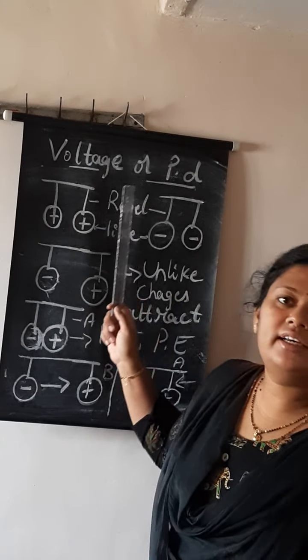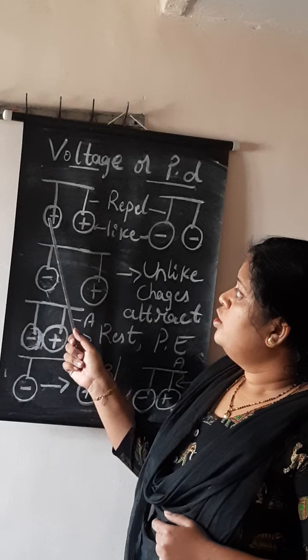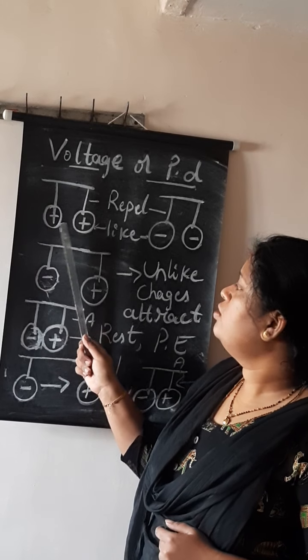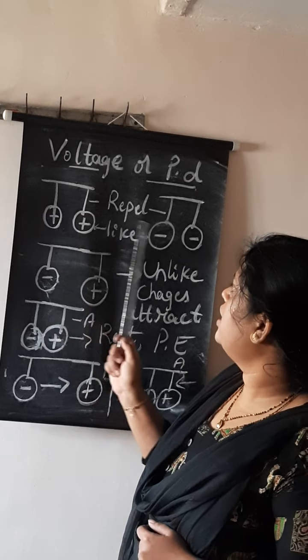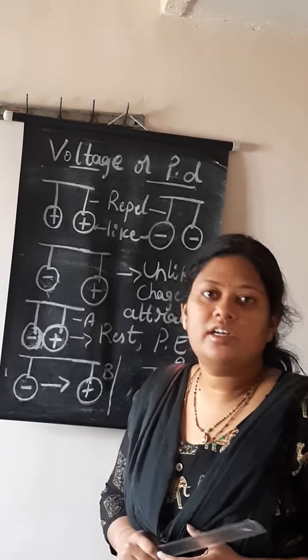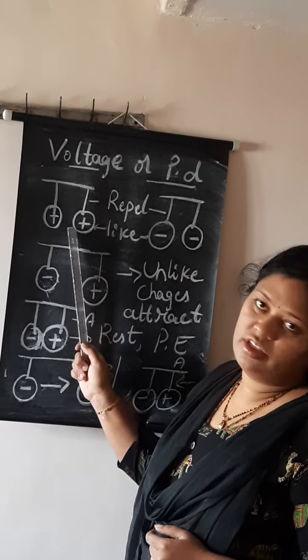To understand this, let us consider this example. You can see the charges. All these circles are charges. Plus and minus indicate the charge. Positive charge, positive charge. Negative charge, negative charge. You have studied in your lower classes in the case of magnets.